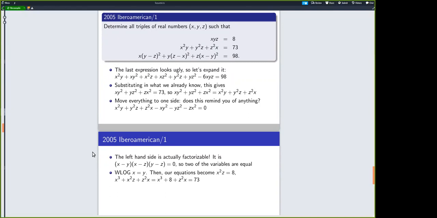We just solve normally. So if we try finding z in the second expression, we get z squared is equal to 65 over x minus x squared. And then now square the first expression and plug z squared into it. It's easy to verify that you'll get 65x cubed minus x to the 6th equals 64. So do we know how to solve this?